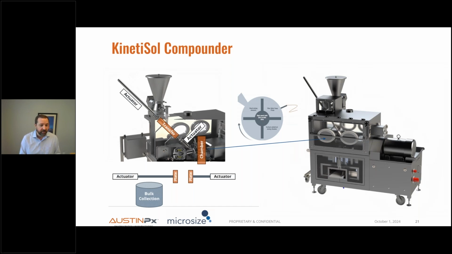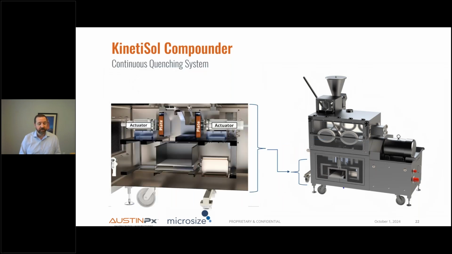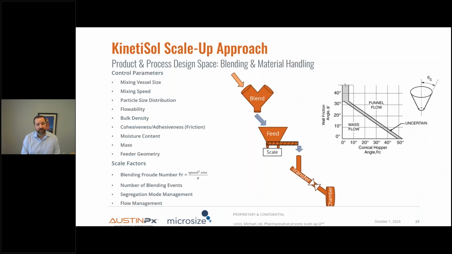The mixing elements rapidly increase to the target RPM setting, and a PAT probe looks for process completion. Once that has been achieved, the material is ejected and then cooled by smashing and quenching between two plates where it is discharged. So with that background, we can talk a little bit more about the process parameters that are relevant to a KinetiSol ASD.